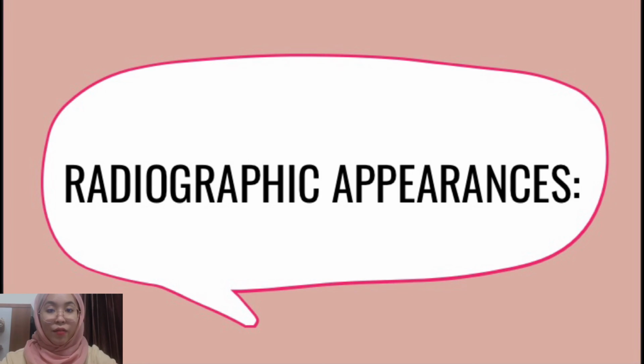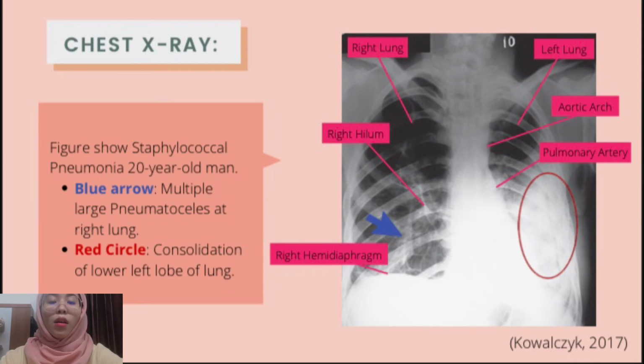Okay, next, let me move on to the radiographic appearance. For the first image appearance, we have the chest X-ray. As you can see, the figure shows staphylococcal pneumonia in a 20-year-old man. At the blue area, it shows multiple large pneumatoceles at the right lung, while at the red circle, it shows the consolidation of the lower left lobe of the lung.